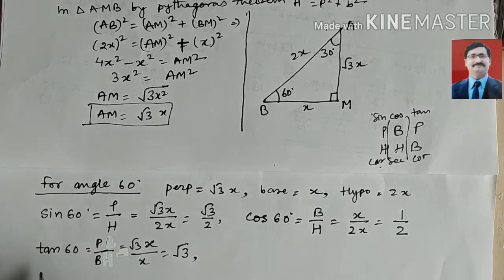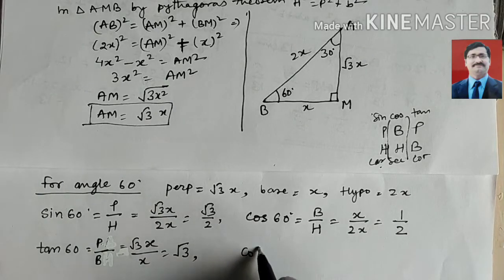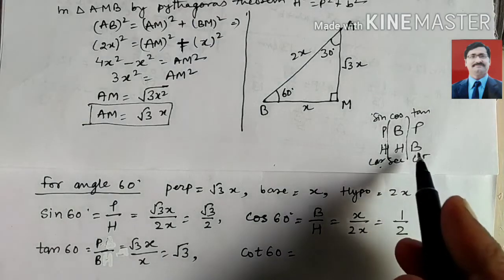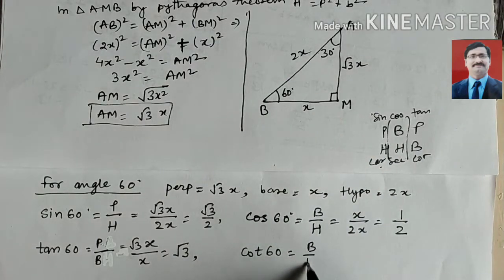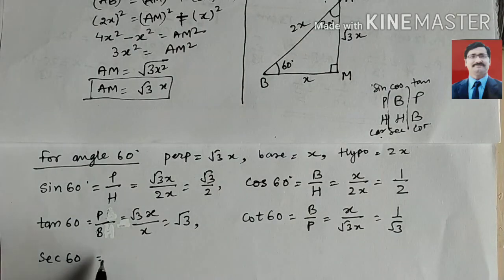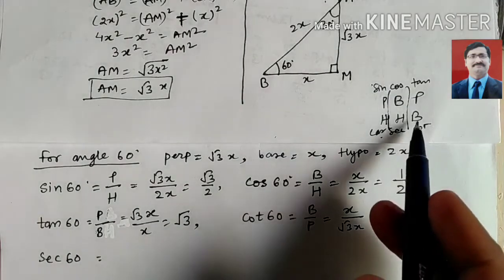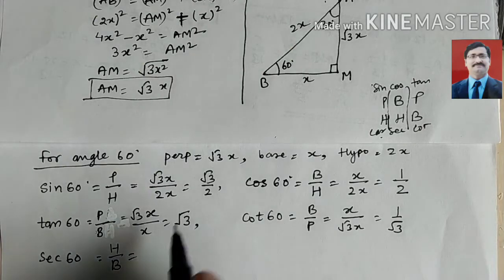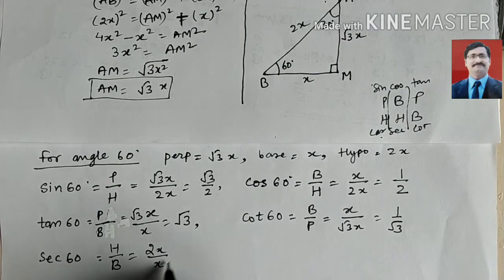Then after that we have to find cot 60. Cot 60 is base upon perpendicular, means you can write the reciprocal of this also. Base x upon root 3 x means you get 1 upon root 3. Sec 60 we have to find. Sec means hypotenuse upon base. Hypotenuse is 2x and base is x. So sec 60 we get 2.